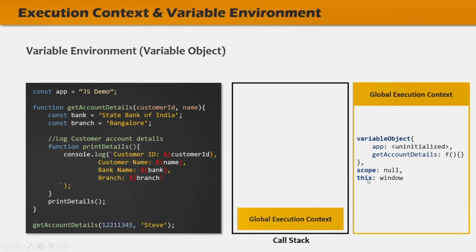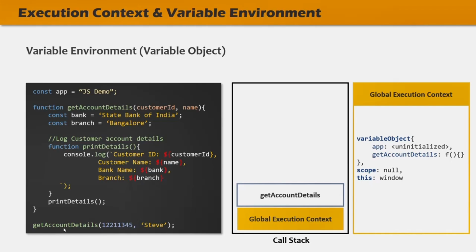And since we are running this JavaScript code in the browser, we have learned that in browser, in the global scope, this variable always points to the window object. So that's why here for the global execution context, this variable is going to be assigned with the window object. Then we are calling this getAccountDetails function. And when this function will be called, an execution context for that function will also get created.